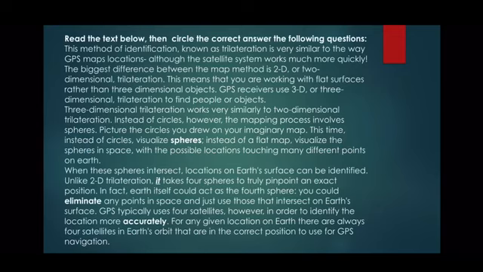GPS typically uses 4 satellites. However, in order to identify the location more accurately for any given location on Earth, there are always 4 satellites in Earth's orbit that are in the correct position to use for GPS navigation. So this is actually what you should do. You should read the paragraph or the text you have in your exam, so that you can answer the questions quickly.